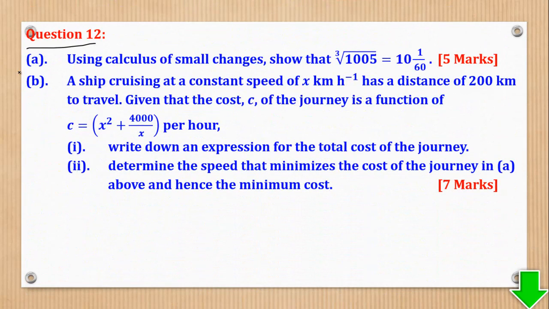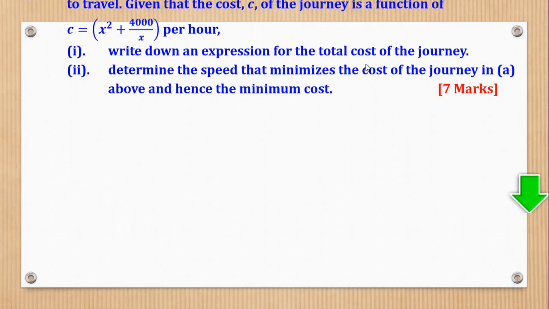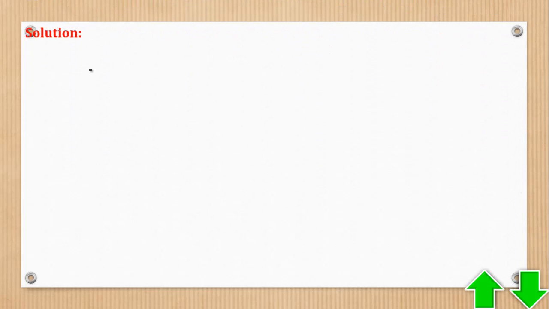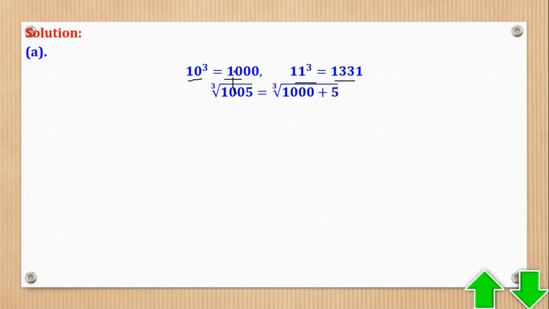Question 12. Question 12 is from application of differentiation. Part A says using calculus or small changes, show that this is equal to this. So let's begin with that. First of all, realize that 10 cubed is 1000 and 11 cubed is this, meaning that this one is closer to this. That's why we are using 1000 plus 5.